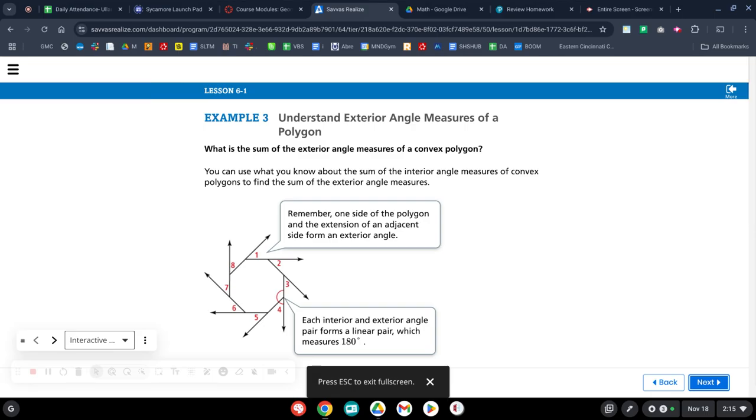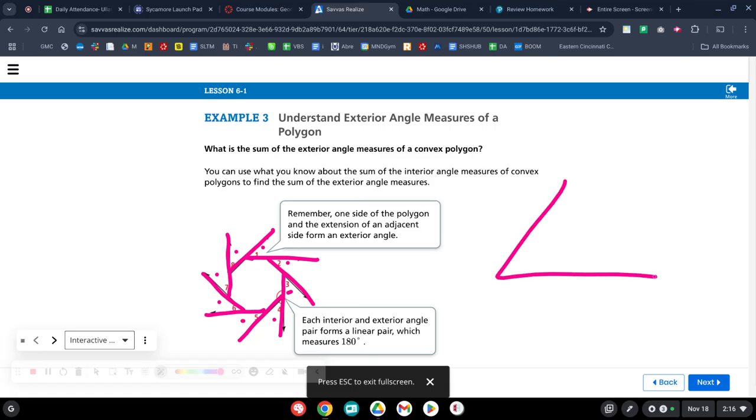Now the sum of the exterior angles is totally different. It's always 360 if we consider one angle at each vertex. This is kind of strange to imagine, but if you extended every side of a polygon in only one direction, and then you added up all of the exterior angles formed.